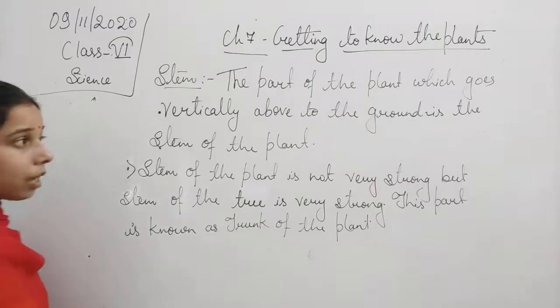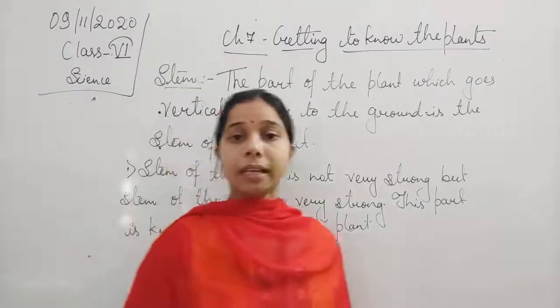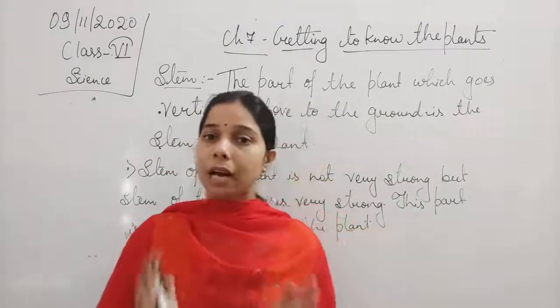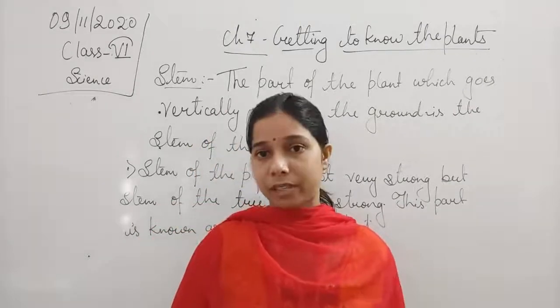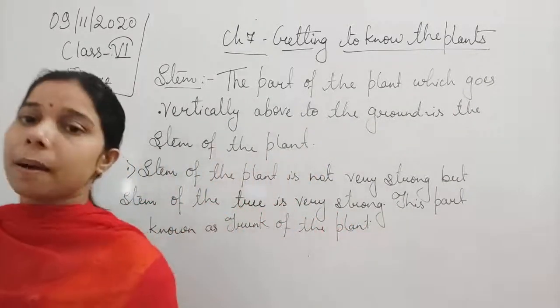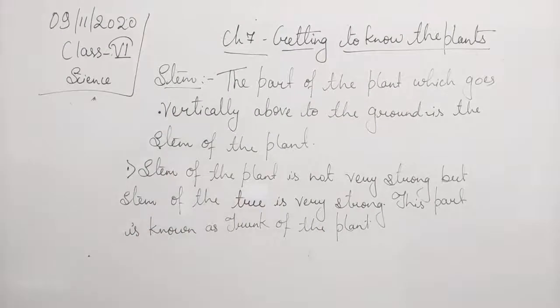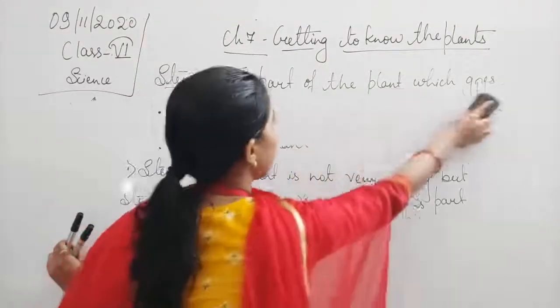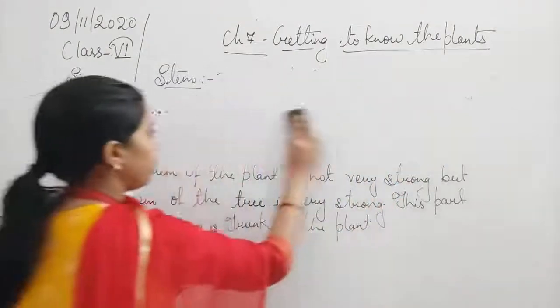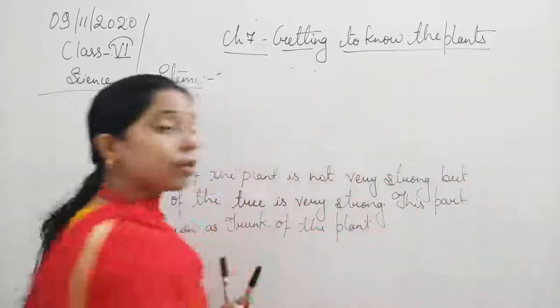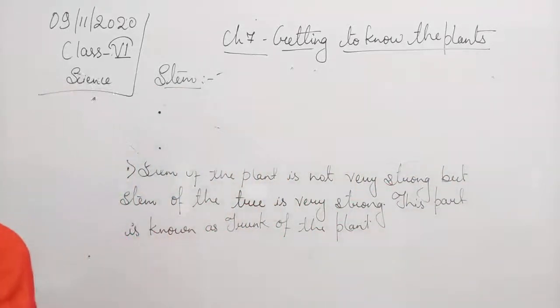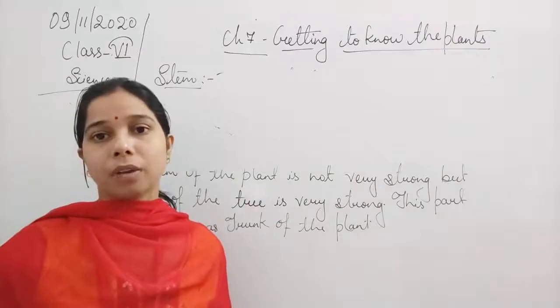If you see the trunk, students, what you will find that in case of a trunk, it is covered with a tough protective layer that is known as bark. So bark is also a part of that of the trunk. Okay, so trunk is also covered by a tough protective layer that is known as bark.